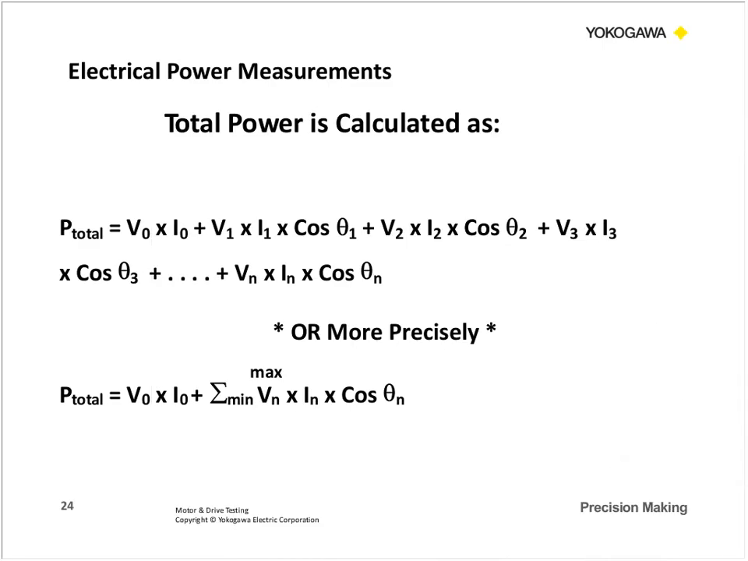So total power is calculated as the DC component plus the first order harmonic times its phase shift, cosine of theta, the second order times its cosine of theta, or more precisely, the summation of all the harmonic orders, voltage times current times the cosine of theta for each of the harmonic orders, plus the DC value if it's present. So total power includes all the harmonic content.